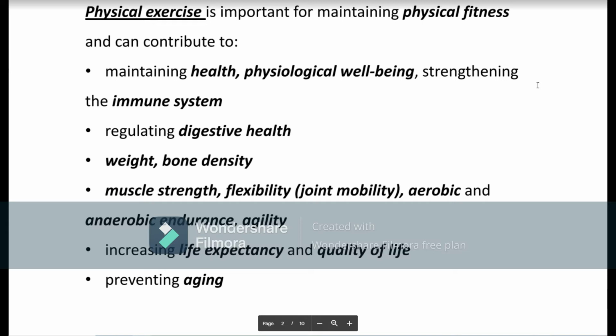Muscle strength, flexibility, or joint mobility. And of course, muscle strength will be increased or maintained at the same level if we have training, if we are exercising. But the methods and training design actually mean a lot. Will muscle strength increase, or will it stay at the same level as before?